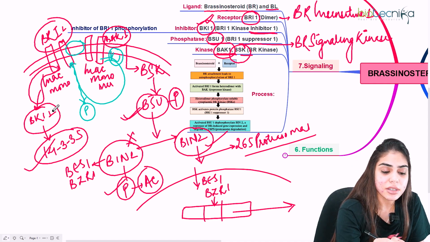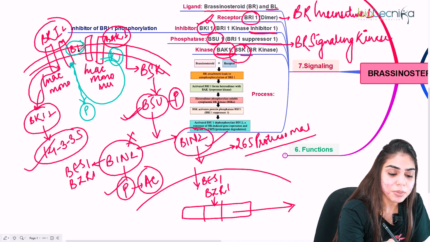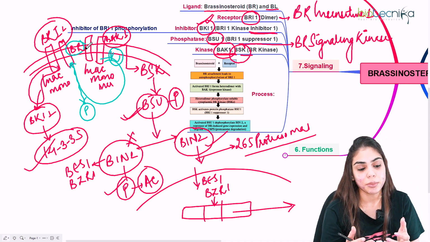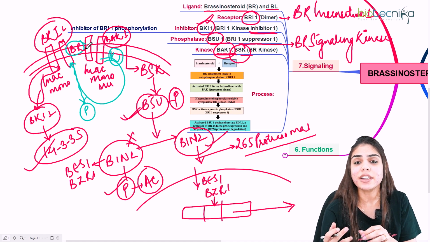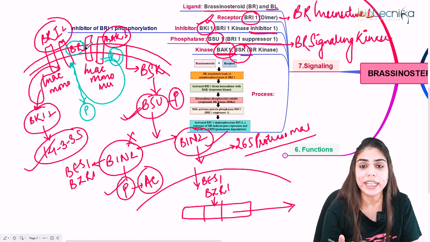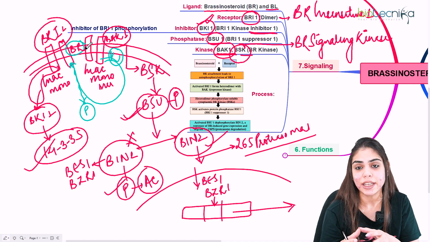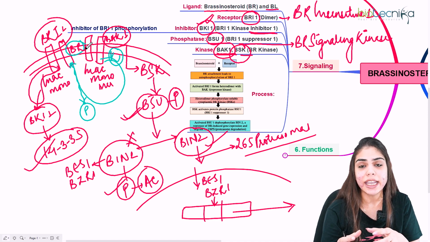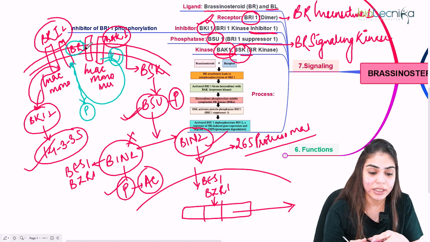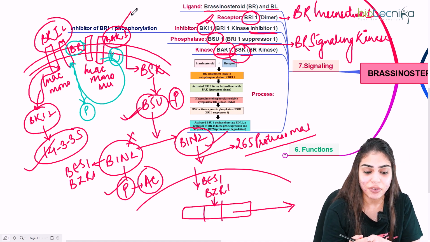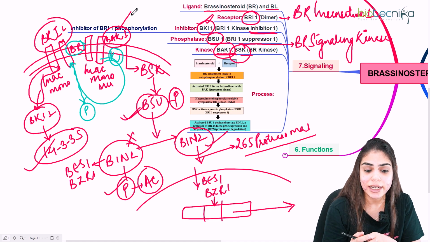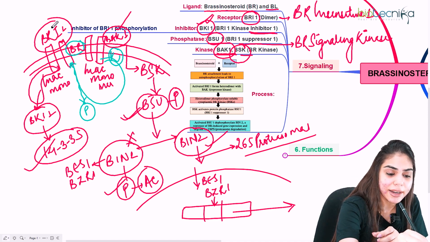Now, once the brassinosteroid binds to this receptor kinase as well as BRI1, what happens? This will activate one kind of protein, that is 14-3-3, that will relieve this receptor from the inhibitor, that is BKI1. Now this BAK1 kinase will be activated because it was present on the membrane. This kinase will cause the phosphorylation of its target, that is BRI1.